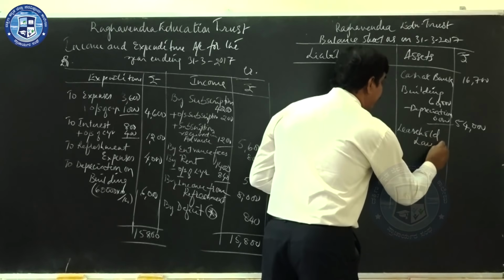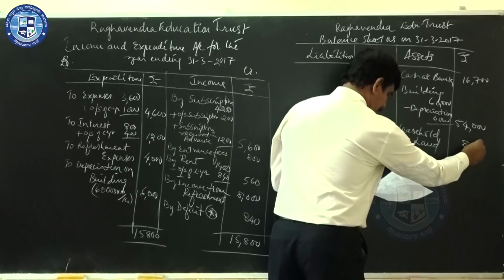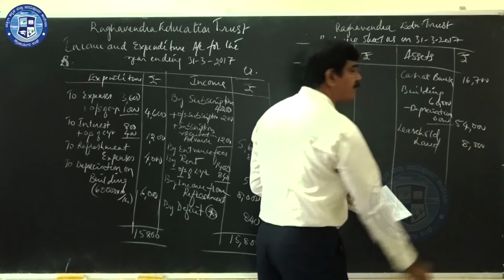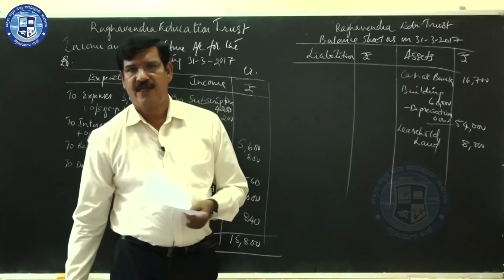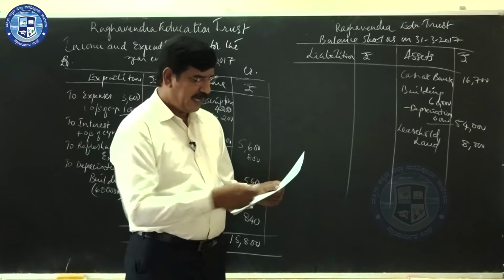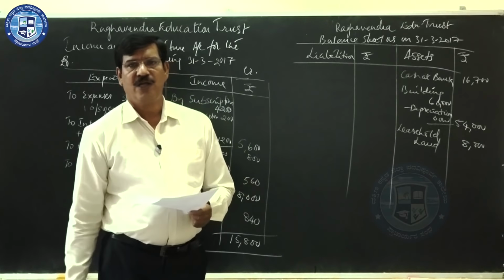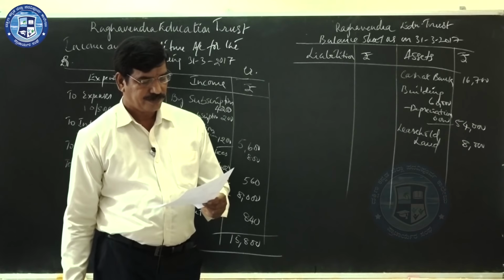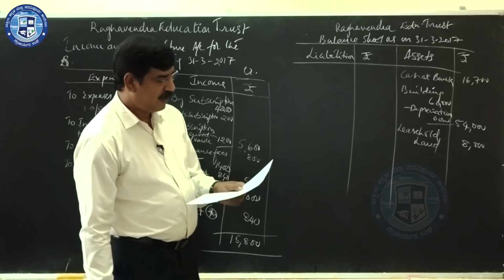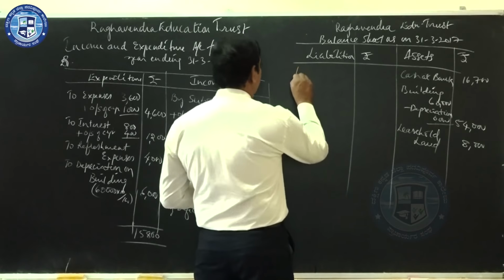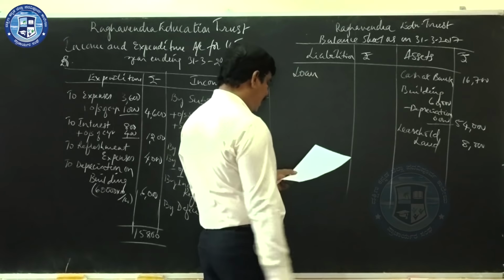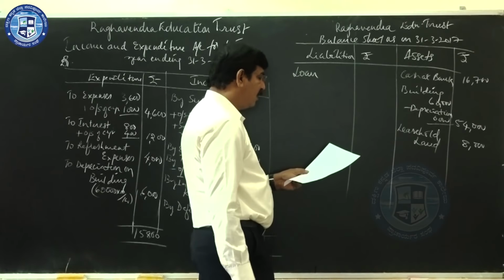Leasehold land, 8,000. So all the assets are over. Now go to the liability side. Loan is given, with no other adjustment. The loan amount is 10,000.